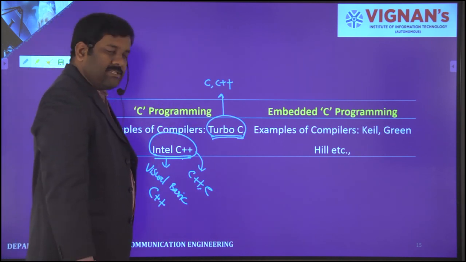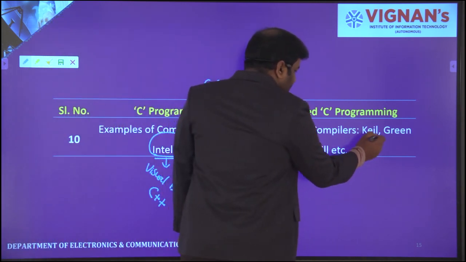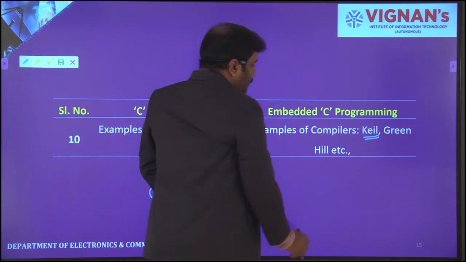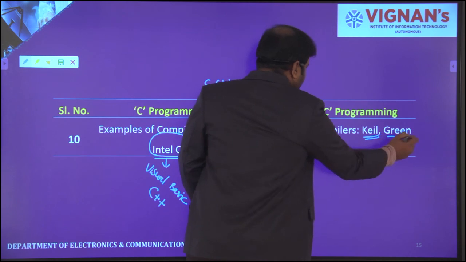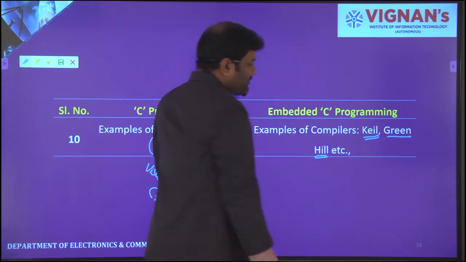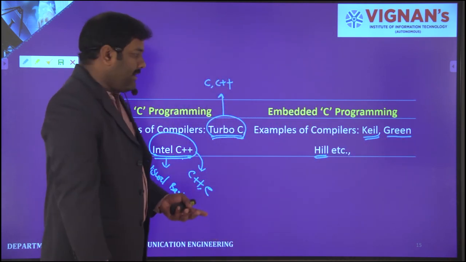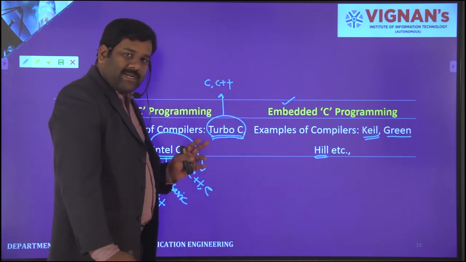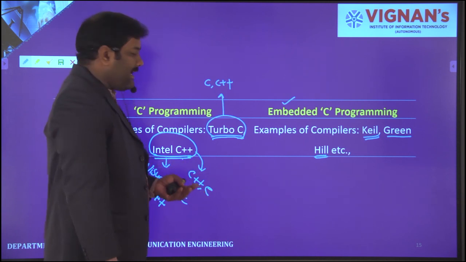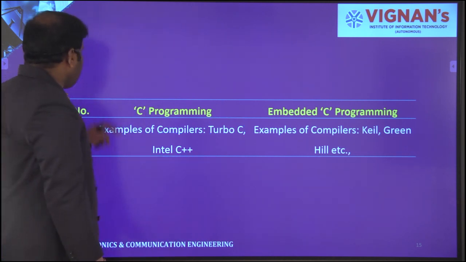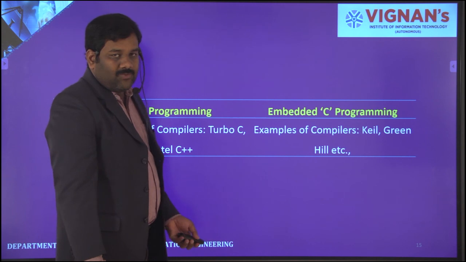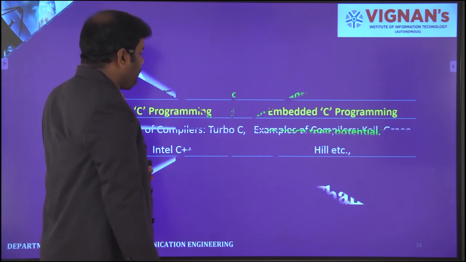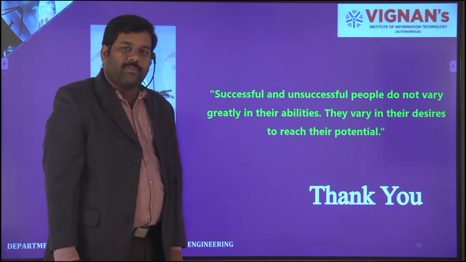But while it is coming to embedded C, as I already told you, Keil is the major tool to implement and compile all the programs available in embedded C. And you have one more, Greenhill, etc. Greenhill is one more compiler to compile the programs available in embedded C, and it finds the errors, and those errors are displayed. Based on those errors, we analyze the program and then modify the program. Thank you.